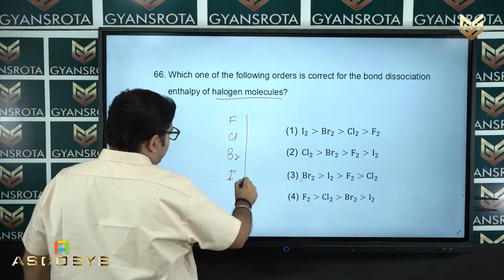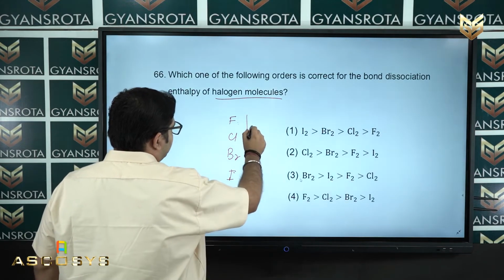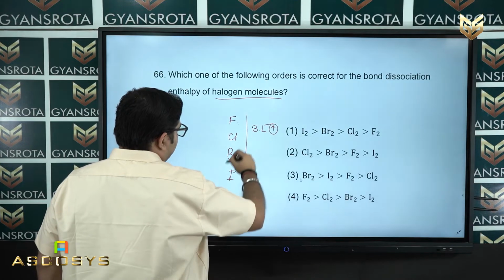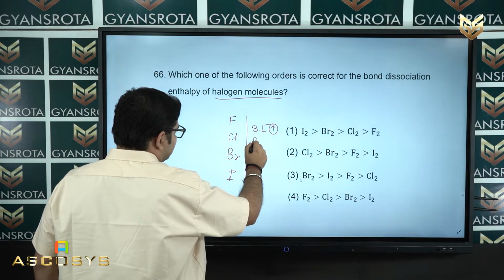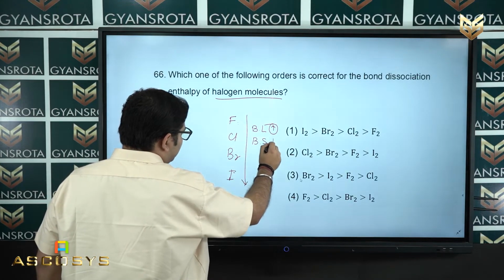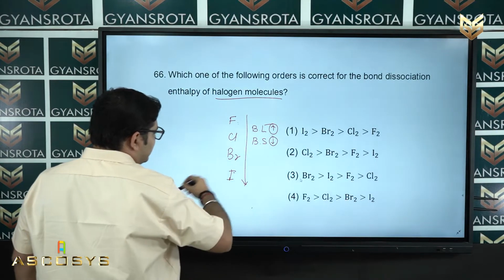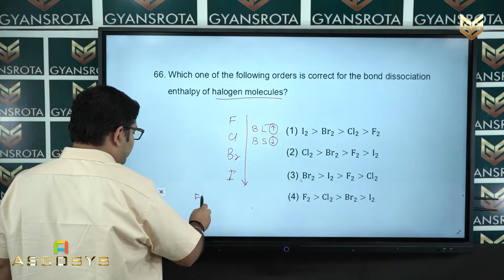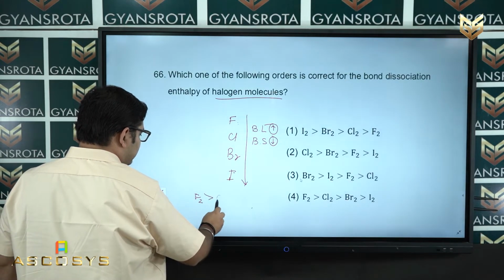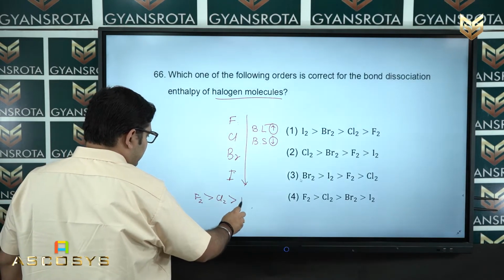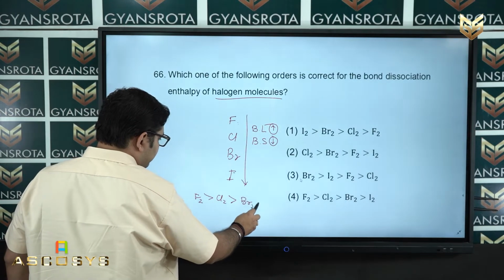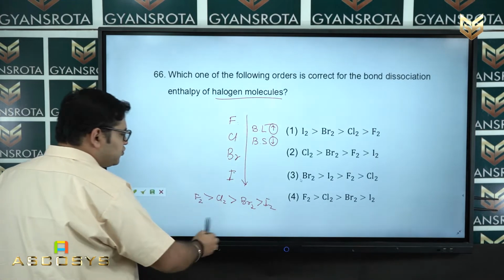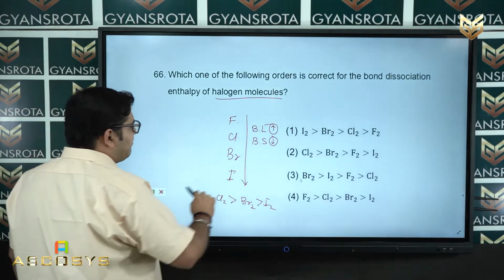Now, if you go down the group, what happens? Your bond length increases. When bond length increases, your bond strength should decrease. So if I write the bond strength order, what will happen here? Fluorine F2, Cl2, Br2, I2. So this order should come, but what will happen?